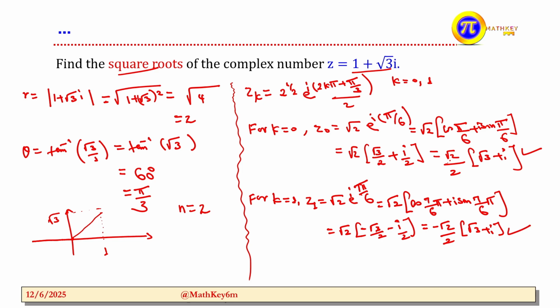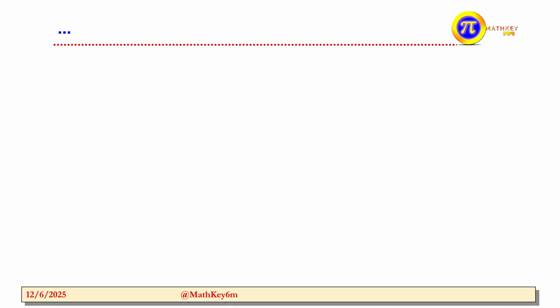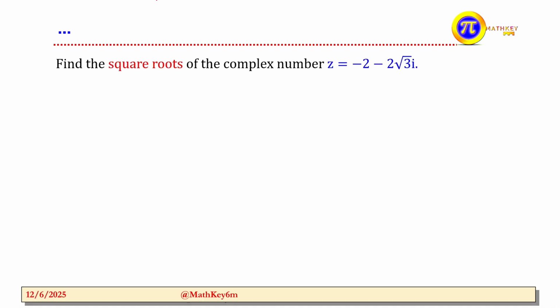Z is equal to 1 plus root 3 i. Let us see another example with a similar approach. Find the square root of the complex number which is given as follows. To find this, as we did before, you try to find what?